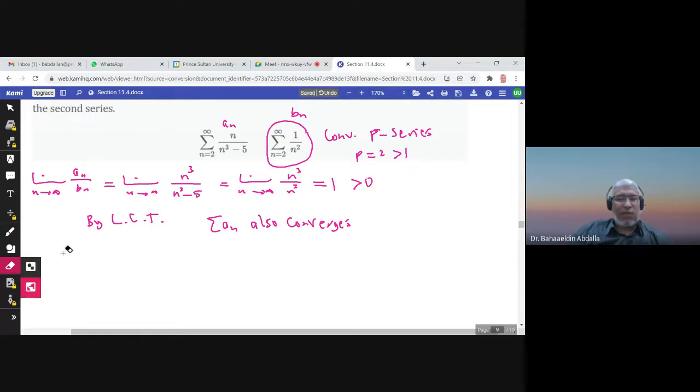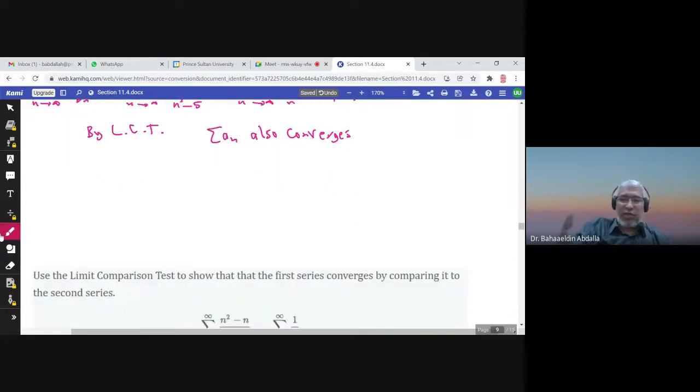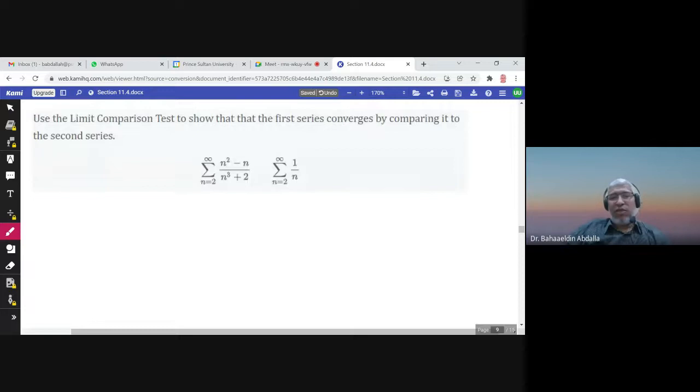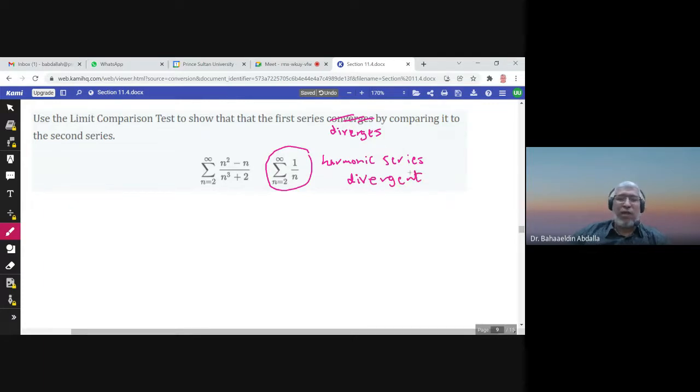So this is how we use the limit comparison test. Use the limit comparison test to show that the first series diverges here, comparing to the second one. Well, this is the harmonic series. It's also a P series where P is not greater than 1, so it is divergent. We know that. And this is Bn and this is An.